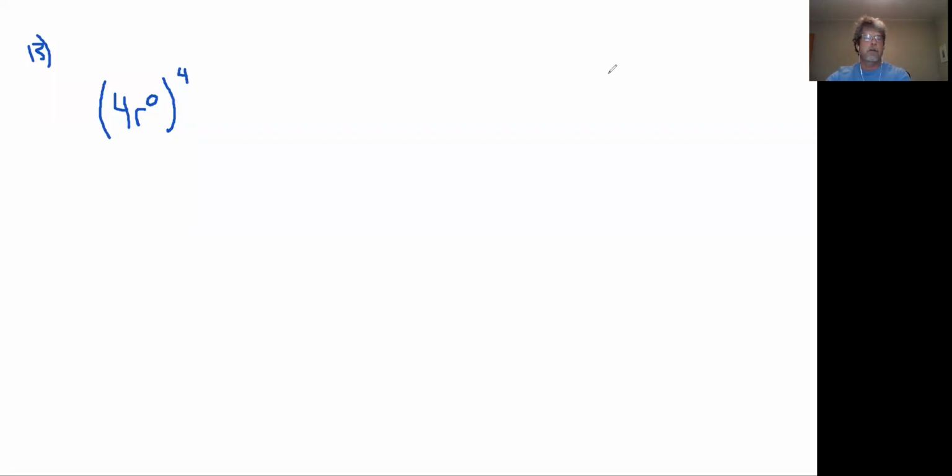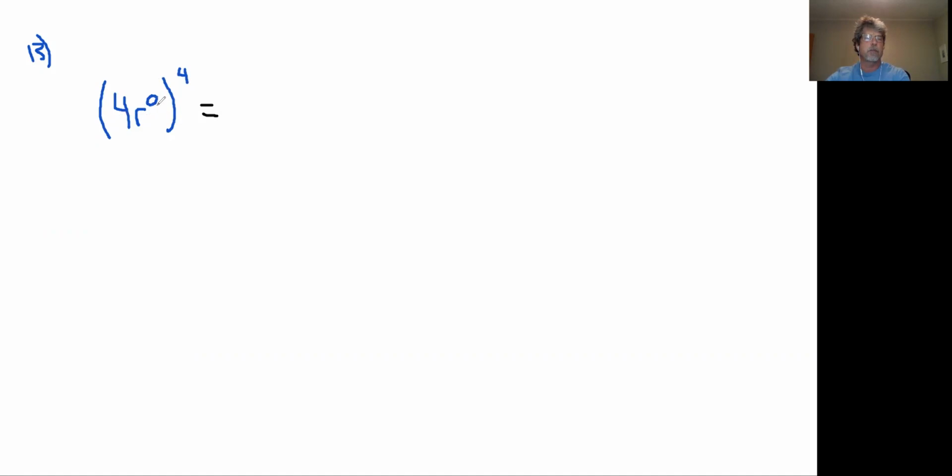Hi, Amanda. Number 13, just to show you some of the reasoning that goes behind that. So you have, in parentheses, this 4 times r to the 0, close parentheses, then it's raised to the 4th power. Again, order of operations says if you can, do what's inside the parentheses first. We can't do the multiplication until we actually figure out what the exponent is.